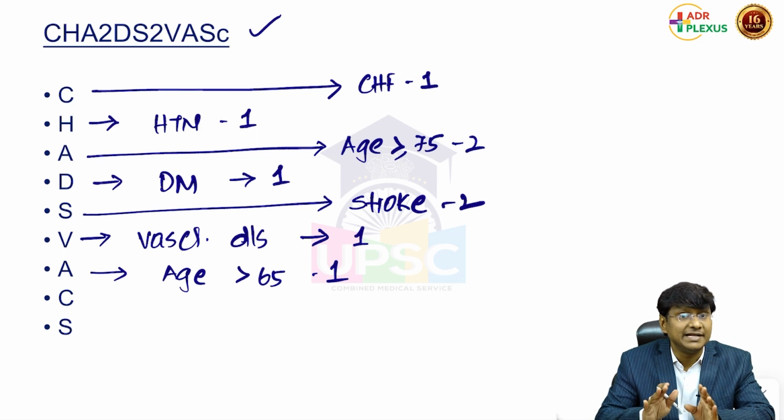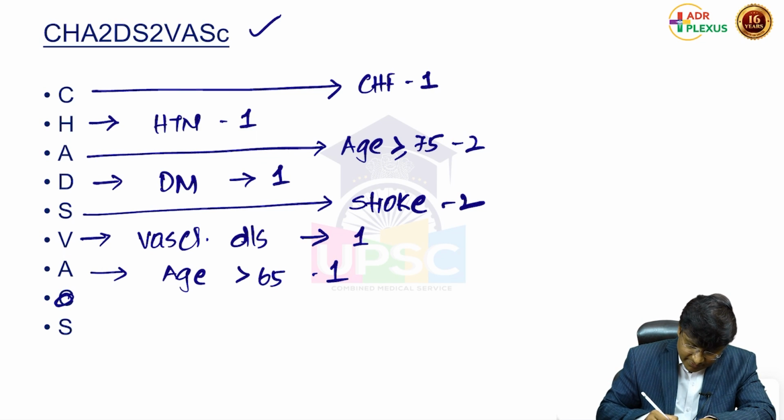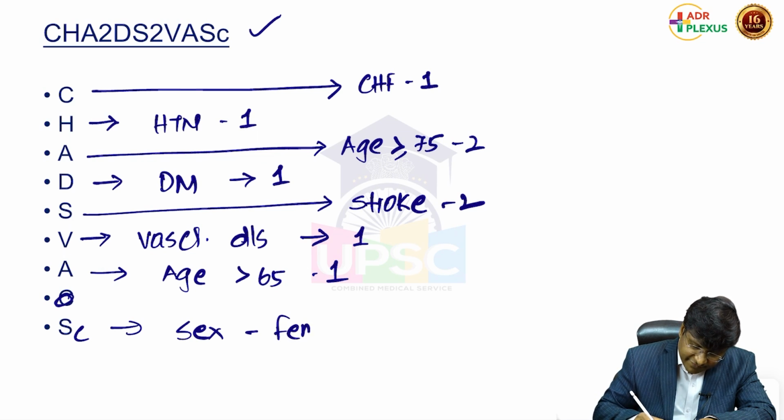And the word SC, okay, right? CHA2DS2-VASc scoring system, Sc. So that is the gender. So if the sex of the individual, if the gender of the individual, if it is a female, then you need to give a score of 1.